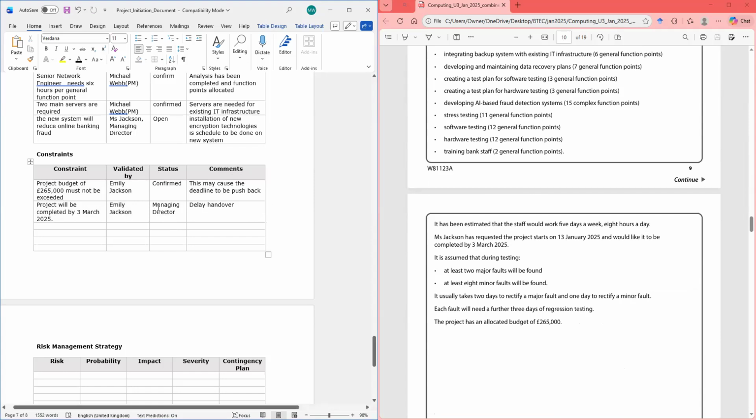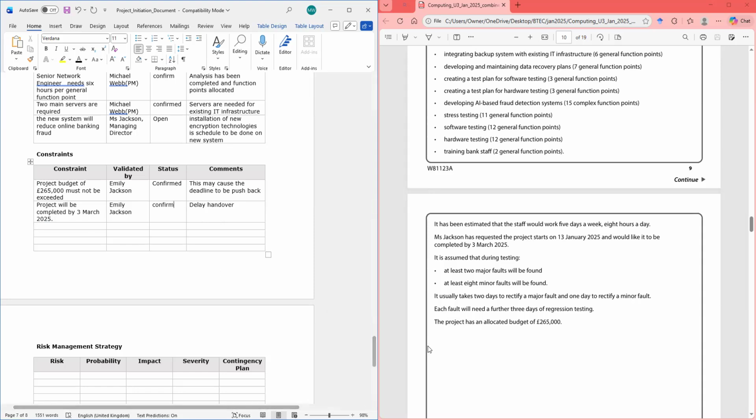Emily Jackson. And it's confirmed because we already spoke to Emily, right? And what will happen if it's not completed by the end of March? It might delay the handover, right? So that's what the constraint is doing. It's affecting the handover. When you have a constraint, it's going to affect something else.